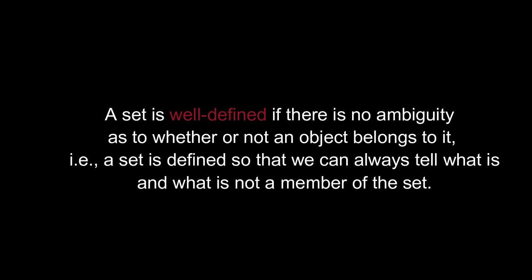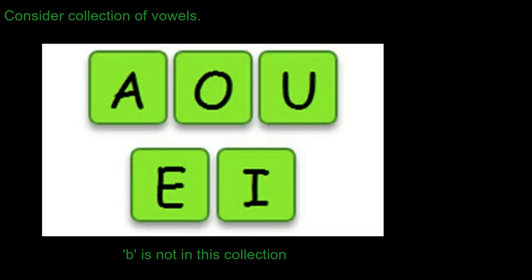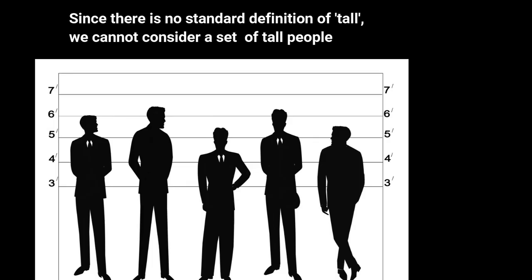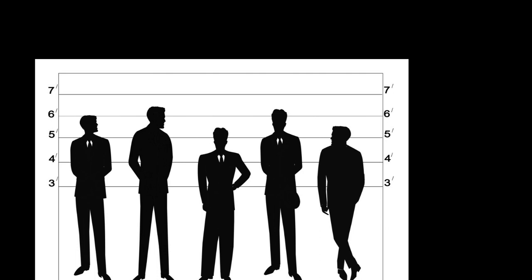Now we understand collection, but what is well defined? A set is well defined if there is no ambiguity as to whether or not an object belongs to it. That is, a set is defined so that we can always tell what is and what is not a member of the set. For example, if we consider this collection of vowels, then we are clear that B will not be in this collection. Only possible members will be A, E, I, O, U. But we cannot consider the set of tall people because there is no standard definition of tall.